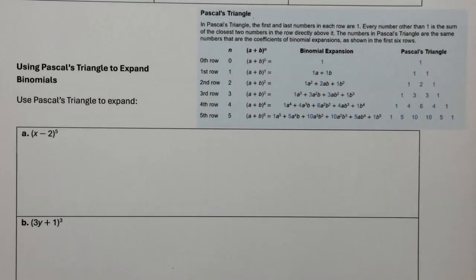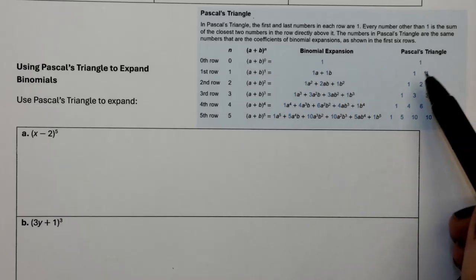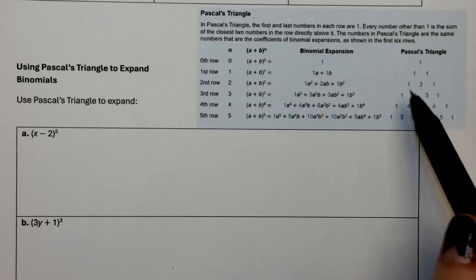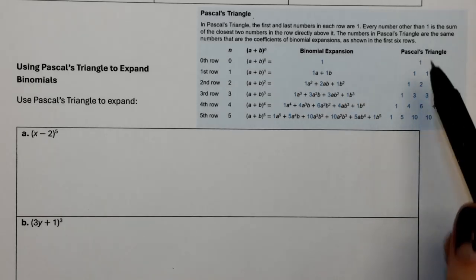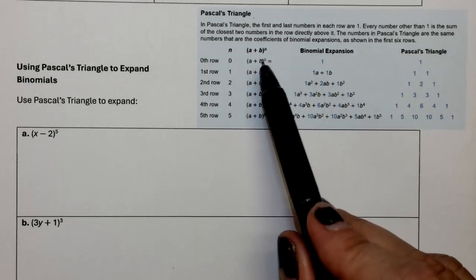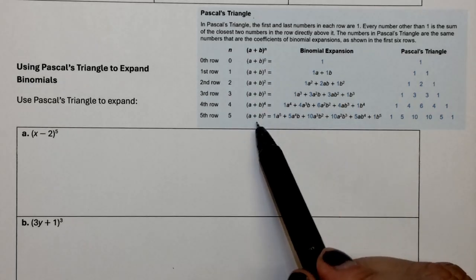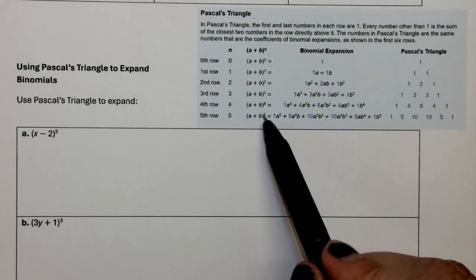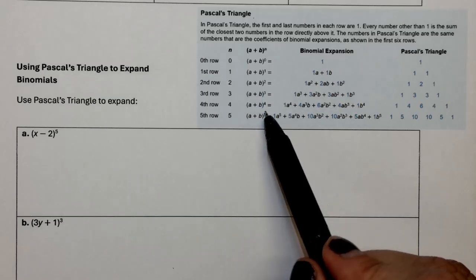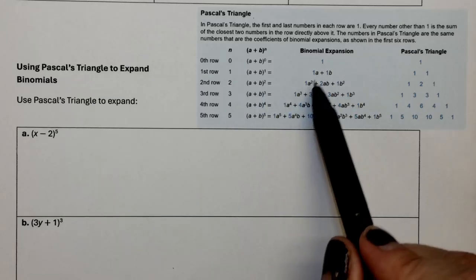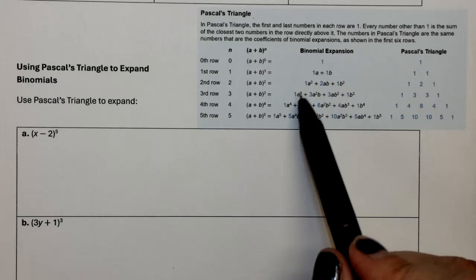So Pascal said he came up with this triangle. The triangle is right here. What the triangle does is it relates to any perfect square or any binomial that's raised to a power of 2 or greater. And the binomial expansion is shown here.